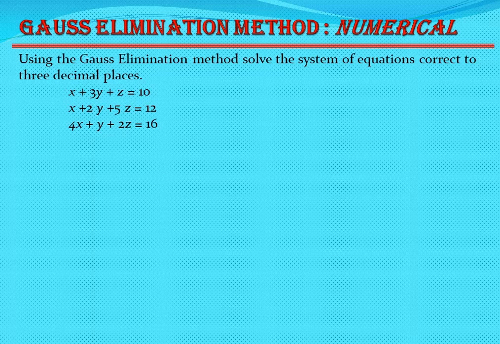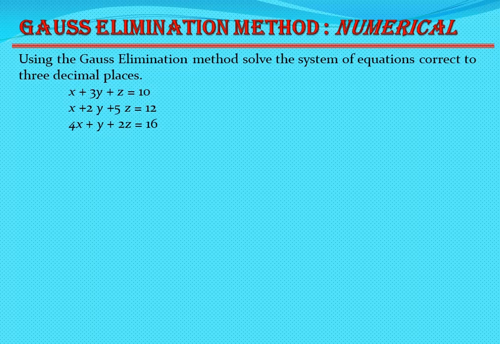The procedure for the Gauss elimination method is that first we apply partial pivoting. Then we write the given equations in the augmented matrix form. Then we convert the matrix into upper triangular form and apply backward substitution to get the results. So let's solve this numerical. First we are going to apply the partial pivoting.